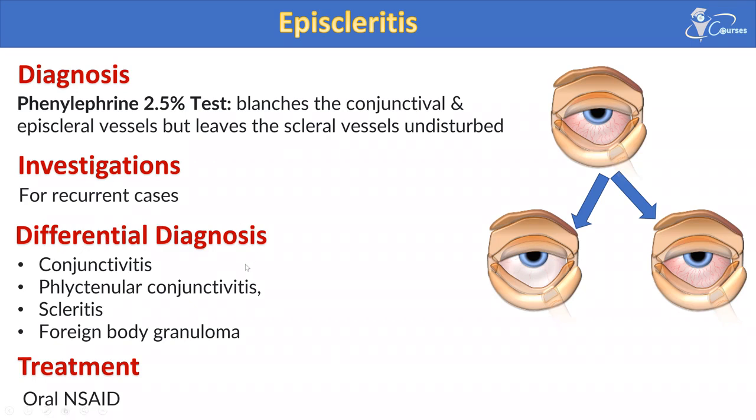So what will be the differential diagnosis? Conjunctivitis, as we just mentioned, with the discharge. Phlyctenular conjunctivitis, we will go through the full differential diagnosis from phlyctenular conjunctivitis to episcleritis. Scleritis, also we will give you a table to differentiate between them. And foreign body granuloma can sometimes be confused with the nodular type of episcleritis. So when you find a nodule, you may consider this a nodular episcleritis, but simply it is a foreign body that is impacted into the sclera and causing a granulomatous reaction around it.